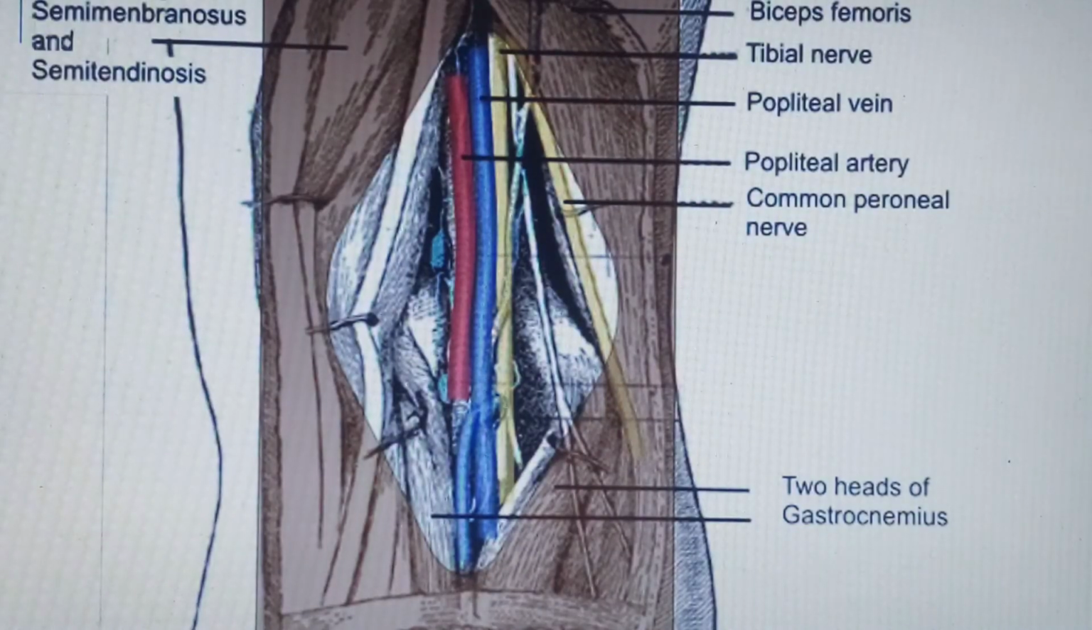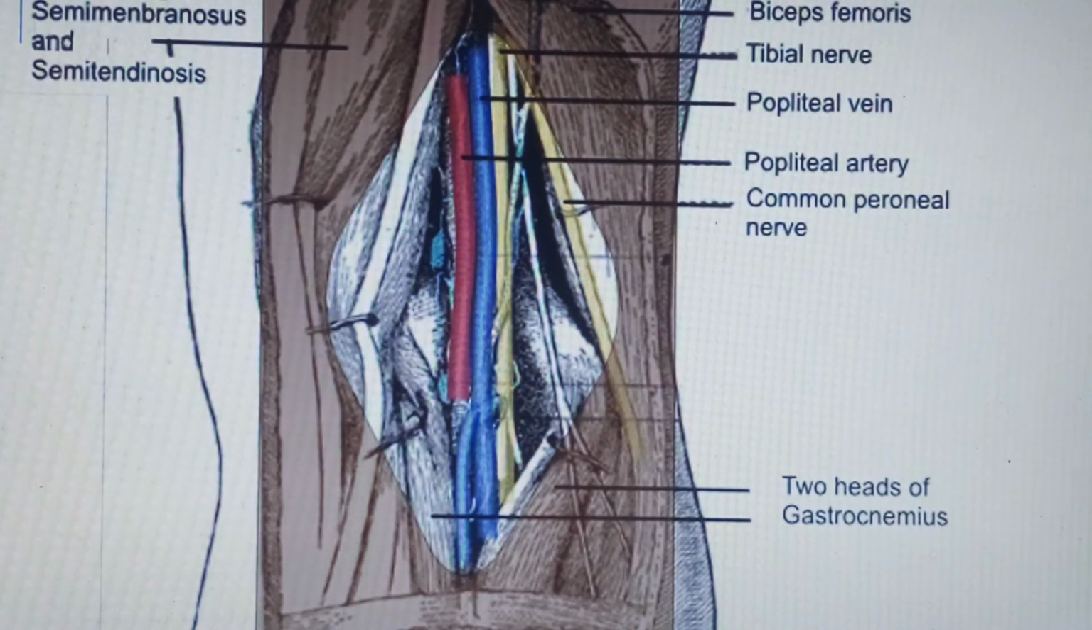Now, having seen the boundaries, the floor, and the roof, how about the content? The content represents the popliteal vessels together with other neurovascular structures: the common peroneal nerve and tibial nerve, which are branches of the sciatic nerve. I'm going to arrange them. This is the medial aspect, this is lateral, and this is superior to inferior. From medial to lateral, we are going to have the popliteal artery.